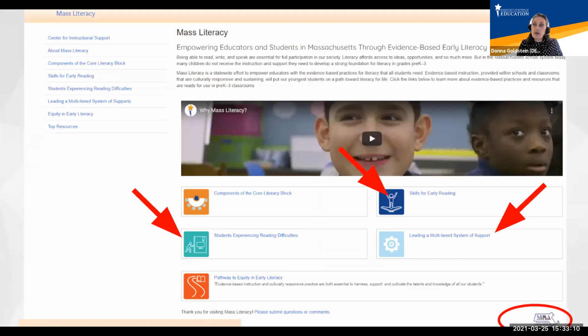For those of you who are new to the Mass Literacy Guide, it is a statewide effort to empower educators with the evidence-based practices for literacy that all students need. Evidence-based instruction provided within schools and classrooms that are culturally responsive and sustaining will put our youngest students on a path toward literacy for life. As part of this work, over the next several years, DESE will offer early literacy programming paired with implementation supports, including resources, professional development, and grants.